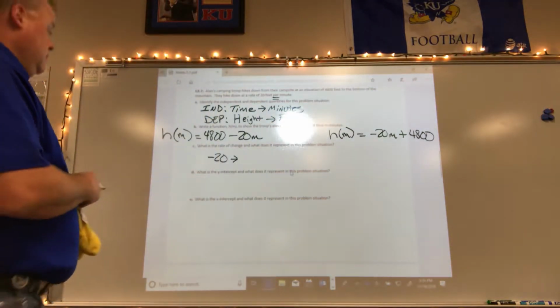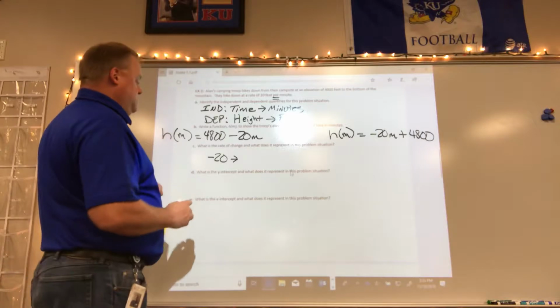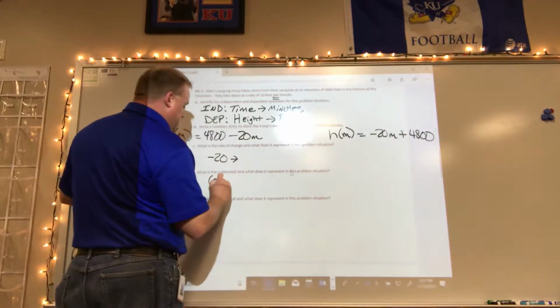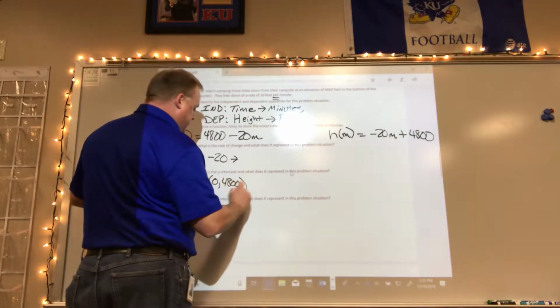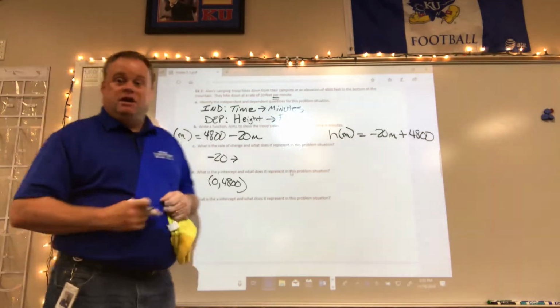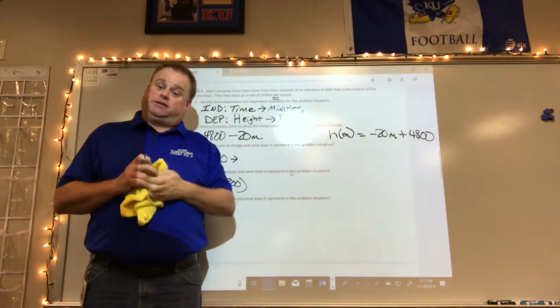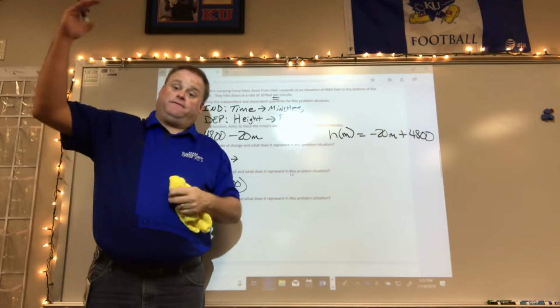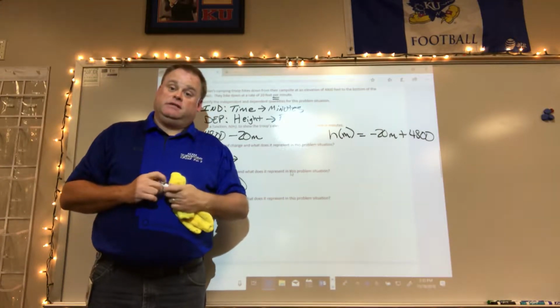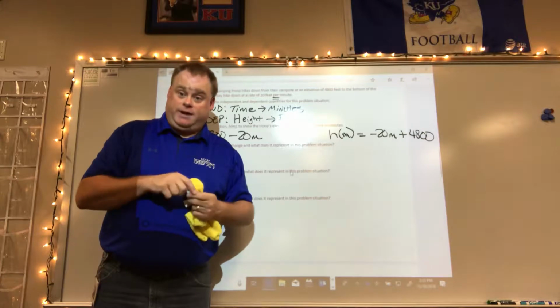What is the y-intercept? Well, my y-intercept is at 0, 4,800. What does it represent? The starting point, how high they were on the mountain. They were at 4,800 feet. They want to come down, right?